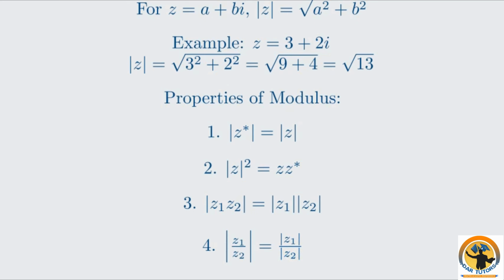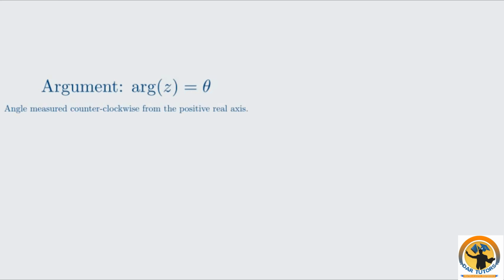These properties allow us to manipulate and simplify expressions involving moduli without having to convert back to Cartesian form every time. Now let's discuss the argument, which describes the direction of the complex number. The argument of z, written as arg z, is the angle theta measured counterclockwise from the positive real axis to the vector representing z. Since adding 2 pi to an angle results in the same direction, there are infinitely many possible arguments. To make it a function, we define the principal argument.